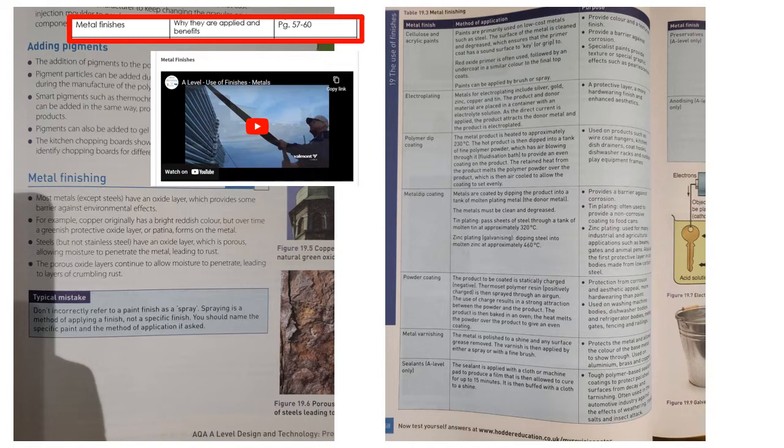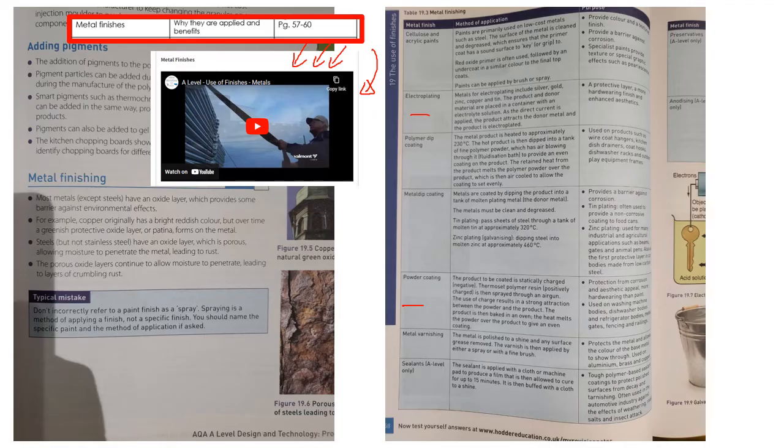Right, this one is something that we haven't really covered, and there is one question in the paper about this, but this is something really worthwhile you learning about now, and we can cover in future lessons. I've made a video about metal finishes. Please go and watch that. It goes through all of these different types of metal finishes, all the way from electroplating to powder coating to galvanizing, all of that sort of stuff.